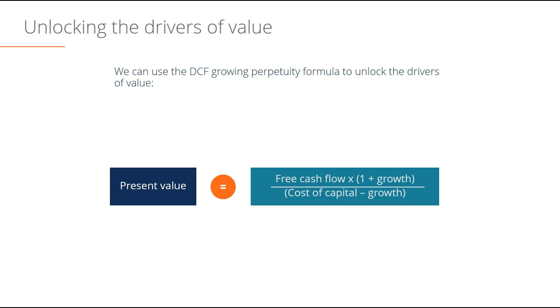So the free cash flow is the free cash flow generated by the business in this terminal year. The growth rate is the perpetual growth rate that we expect the business to grow at forever, if that were theoretically possible. And the cost of capital is the opportunity cost of investing in the firm, or another way to put it is the rate of return that's demanded by investors for this firm given its level of risk. So let's break apart this formula and look at the drivers of valuation.